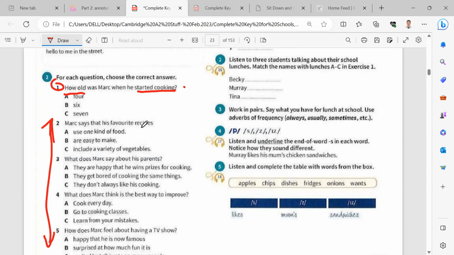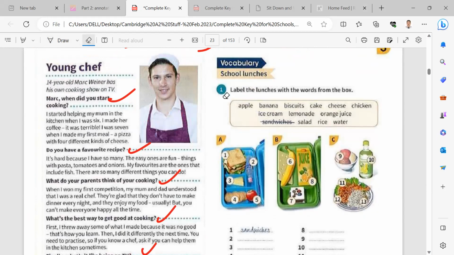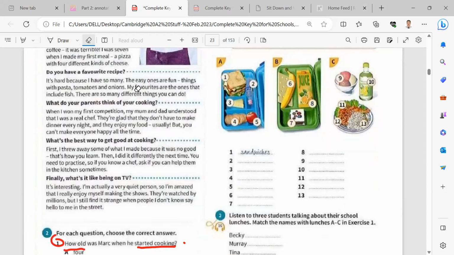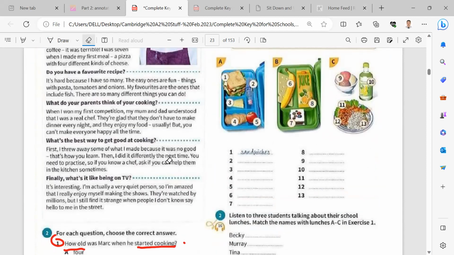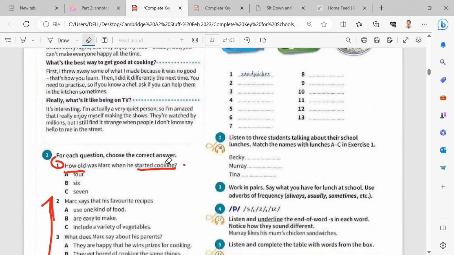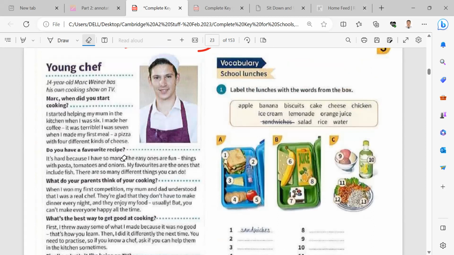I found the answer. You mean question 2? Yes. Which paragraph? Paragraph 2. Yes, what is the answer? The answer is B. Are easy to make? Yes. Which line, Nawaf? Which line? The line 1. The easy ones are fun. Things with pasta.